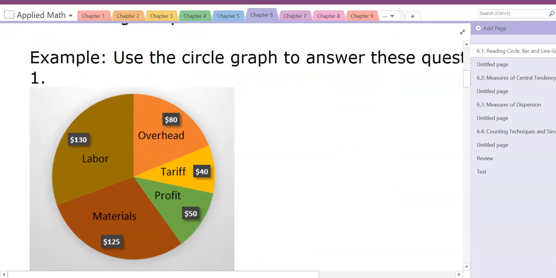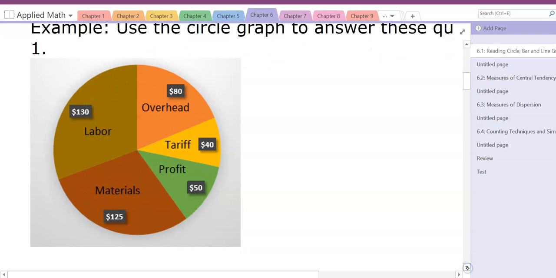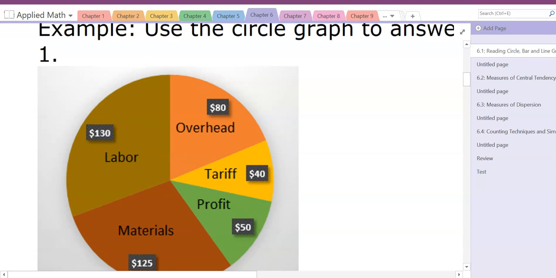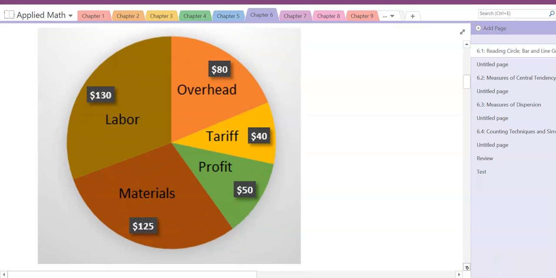Okay, so I'm going to come in on this a little bit. I know in your packet, some of those numbers are a little hard to read. So if you want to write next to your circle graph what those numbers are. This circle graph has some information. It looks like they're building something, or a development of some sort, because they've got labor costs, material costs, overhead costs, tariff, and then profit. So labor is 130, materials is 125, profit is 50, tariff is 40.